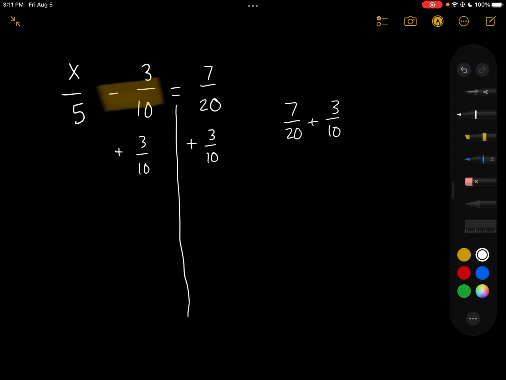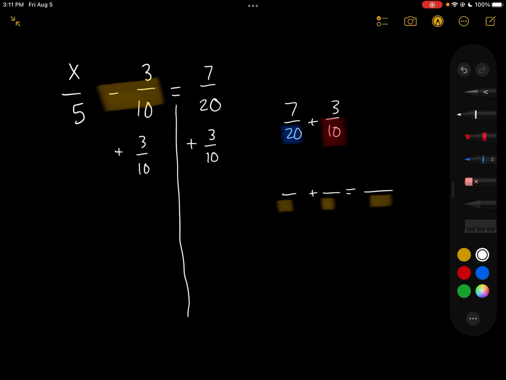we want to make sure that if we're ever adding, we need the bottoms to be the same. So we can't add fractions unless the bottom, or the denominator, of all 3 of these things is exactly the same. So if we take a look at what we have, 20, and we have 10. Now to make the bottoms the same, as long as we keep balance, so if we do the same thing on the top and the bottom, it's okay.